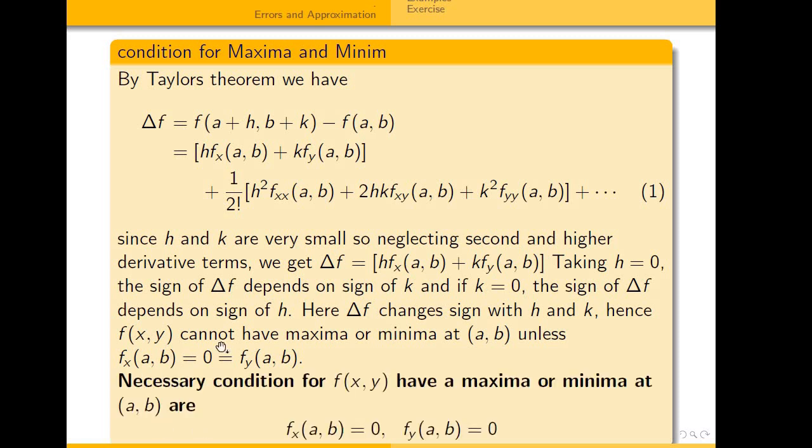This condition is important: find the stationary point. The derivative with respect to x is equal to 0 and the derivative with respect to y is equal to 0. This is our necessary condition to find the stationary point. Again, this is a necessary condition.